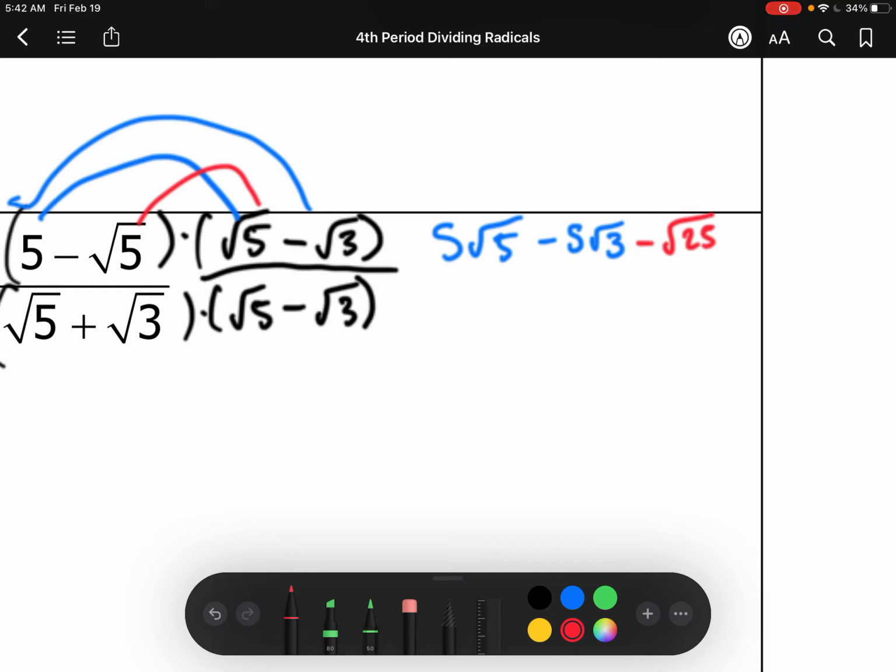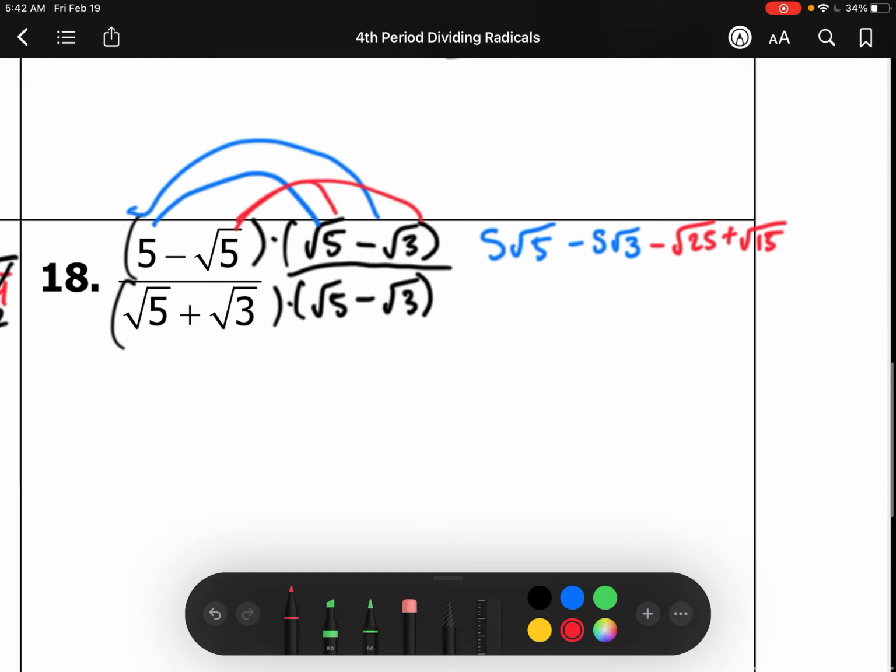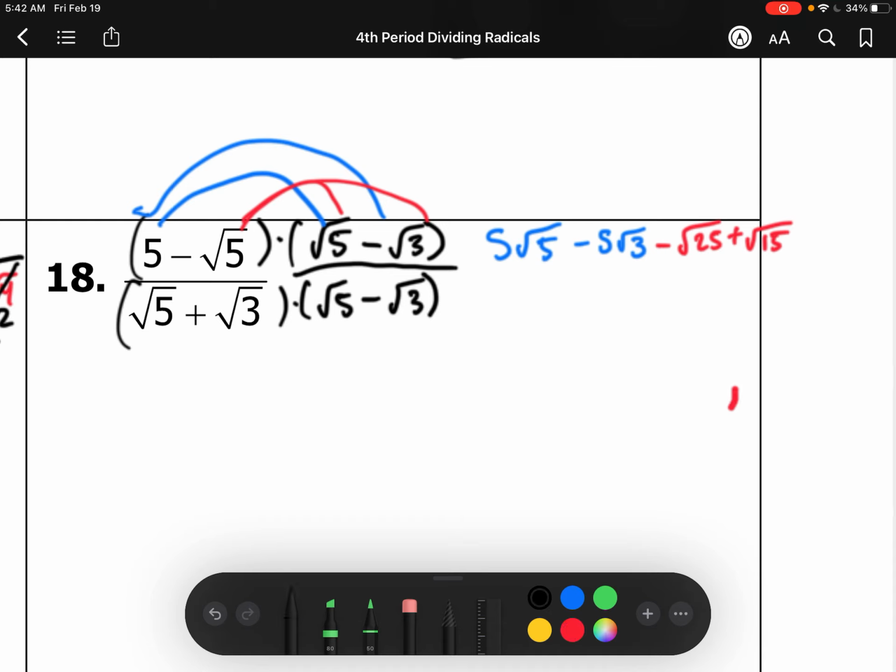Next, we have negative square root of 5 times negative square root of 3. Negative times a negative is a positive, and it becomes square root of 5 times 3. 5 times 3 is square root of 15, right? So I hope everyone follows along so far for that part.